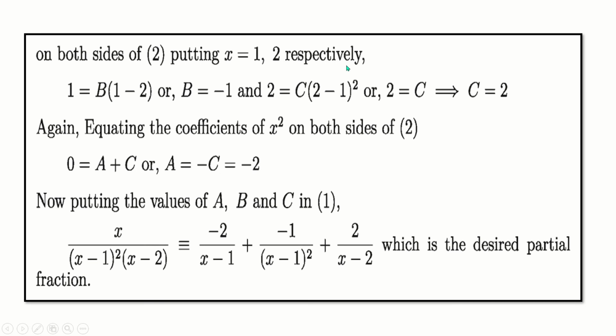Putting x equal to 1 and 2, we will get b equal to minus 1 and c equal to 2. Equating the coefficient of x square, the left side will be 0 because there is no x square on the left side, and the right side will be a plus c. Therefore a is equal to minus c, but c is equal to 2. Therefore, a is equal to minus 2.